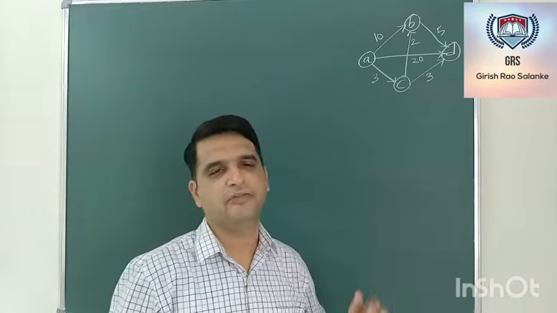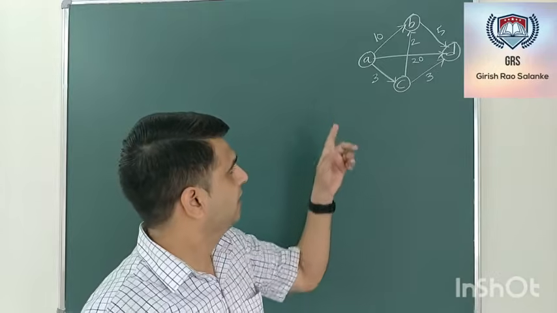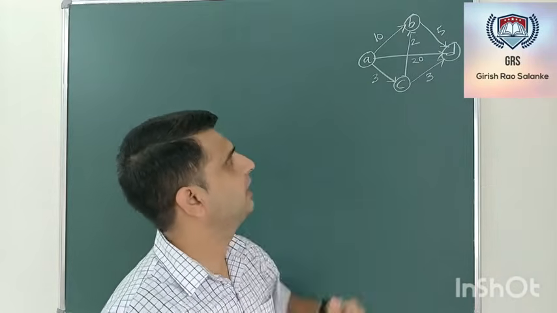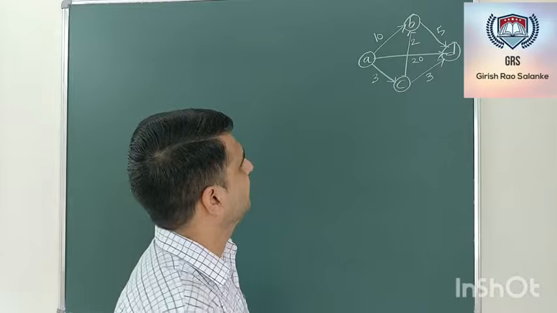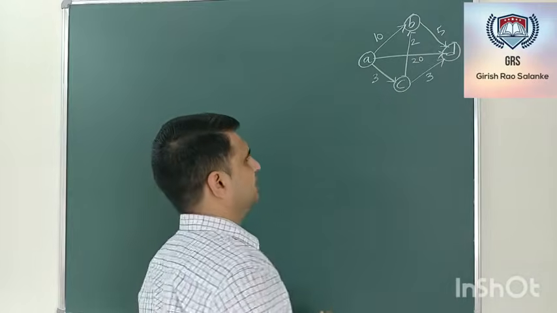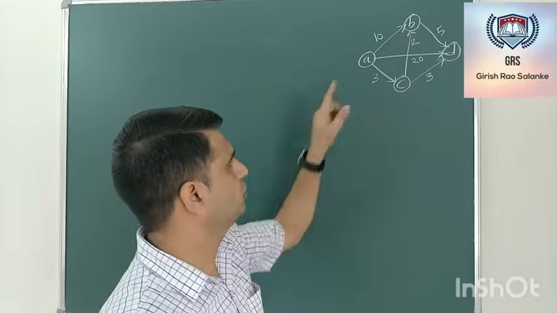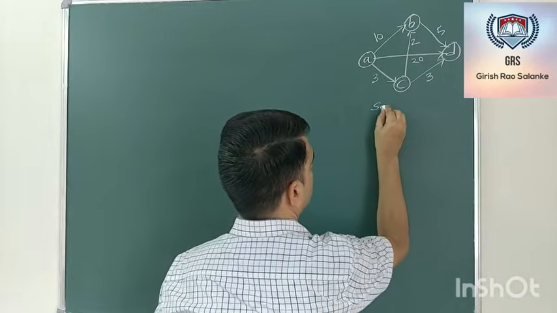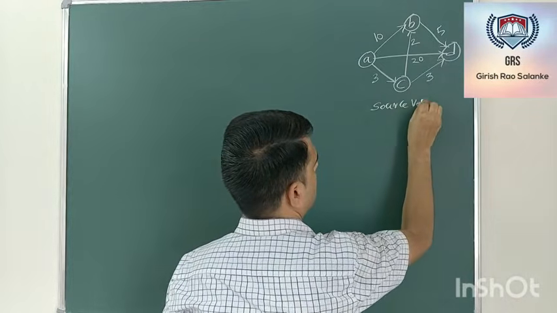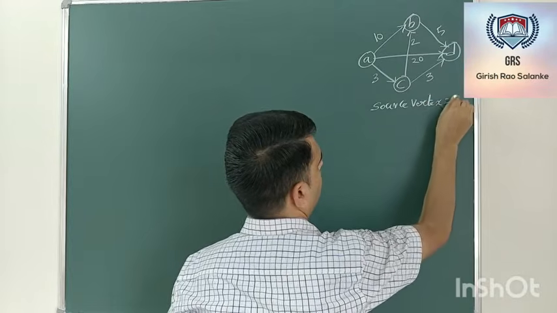I have considered a graph with 4 vertices A, B, C, D with edges and some weights on the edges. Now my objective is to find the shortest path from the source vertex. Let me have the source vertex as A.